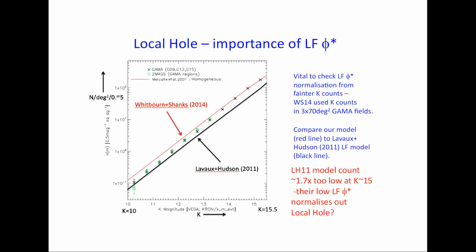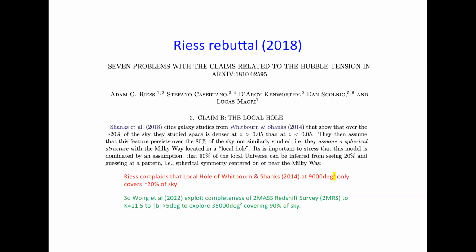And therefore, our argument is that this underdensity here, relative to the red line, is our local hole. And it's possibly because Lavaux and Hudson and Yash and Lavaux have used this local determination of the luminosity function that they've effectively normalized out any underdensity that they could have seen. So that was an argument we put, I think it ended up in the Shanks 2019 paper, along with various other issues that we had noticed about the Gaia data.